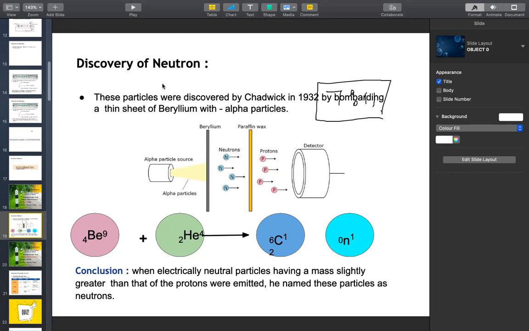Sir, so this wasn't a chemical reaction, this was a nuclear reaction. Yes. In a chemical reaction, the identity of the metal or atom doesn't change. Understood? Any doubt in this?